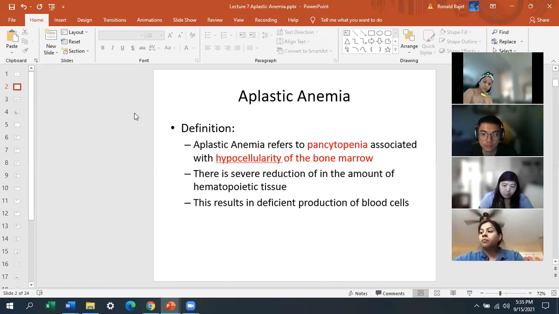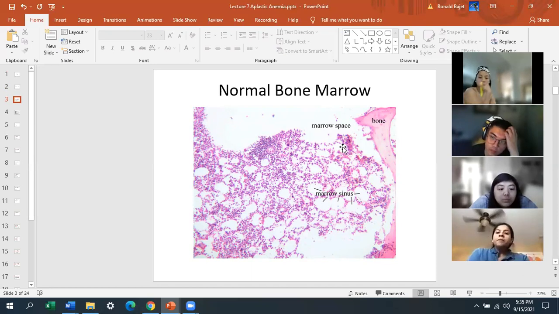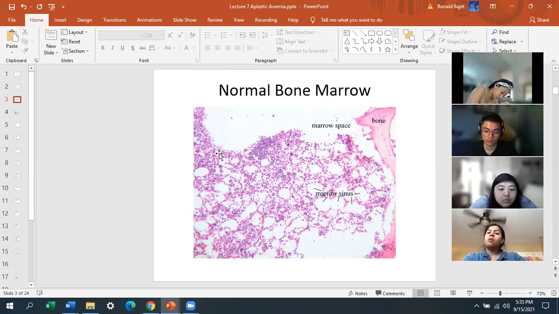So there's a severe reduction in the amount of hematopoietic tissue, and as a result, you have deficient production of blood cells. Okay, so this is a normal bone marrow. You see all these sinuses there? That's fat. That's normal to have, but all the other cells are either erythroid or myeloid in nature. So this is a normal marrow. Okay, so this marrow space, but then you have erythroid and myeloid precursors there.